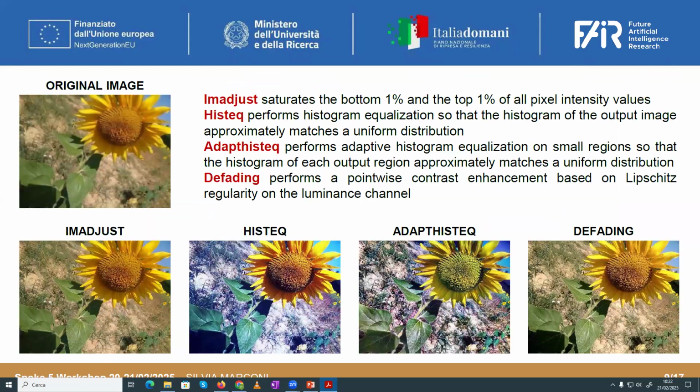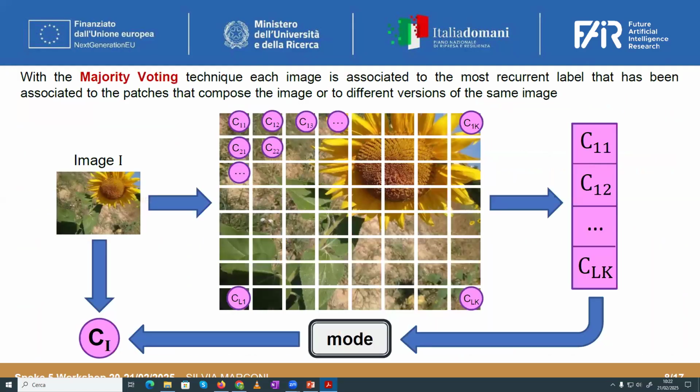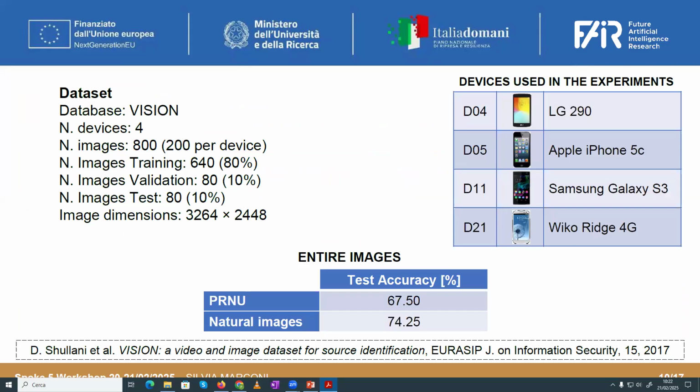The enhancements that we use are the image adjuster that saturates the top and bottom 1% of the pixel intensity, the histack that performs the histogram equalization so that the output image has a uniform distribution, the adaptive stack that does the same thing but on a small region of the image, and the fading, that is a homemade procedure that is based on the Lipschitz regularity of the luminous channel. And now we are ready to see the experimental results.